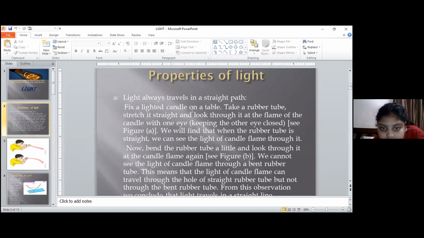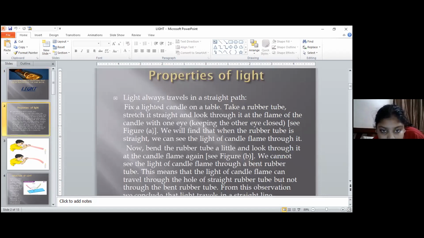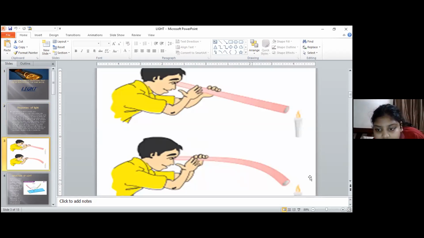Fix a lighted candle on a table. Take a rubber tube, stretch it straight and look through it at the flame of the candle with one eye, keeping the other eye closed. See figure A. This is figure A. We will find that when the rubber tube is straight, we can see the light of the candle flame through it. Now bend the rubber tube a little and look through it at the candle flame again. This is figure B.